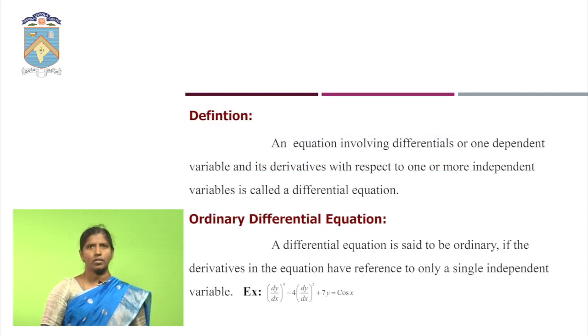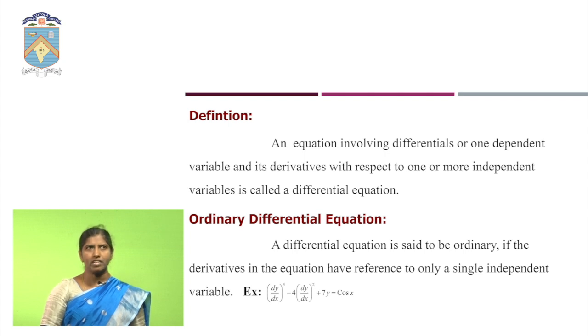Now, what is the real definition of a differential equation? An equation involving differentials or one dependent variable and its derivatives with respect to one or more independent variables is called a differential equation. What is meant by a dependent variable and independent variable? What is meant by a variable? x, y, z and so on are called variables. dy by dx, here y is called the dependent variable. This y variable will be dependent on x, that means x is called independent variable.